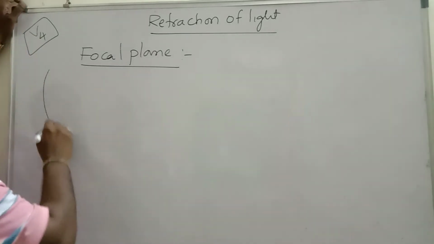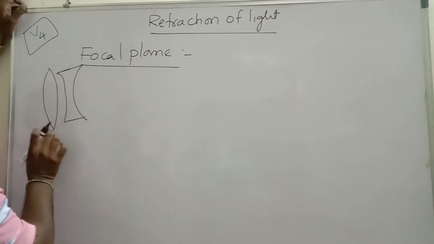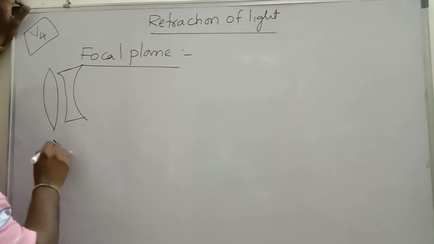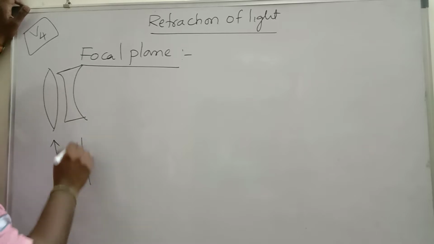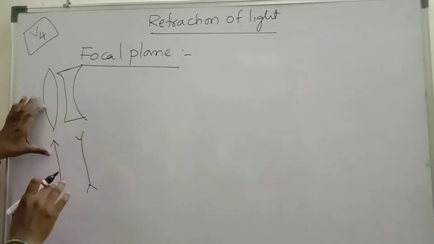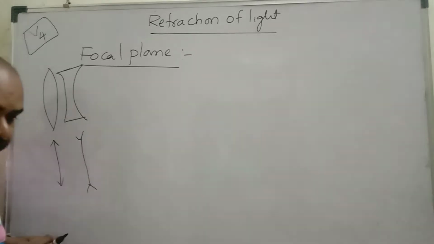Actually, this is a convex lens and this is a concave lens. A convex lens is thicker in the middle and a concave lens is thinner in the middle. This can also be drawn like this. This is a biconvex lens. This is a biconcave lens.